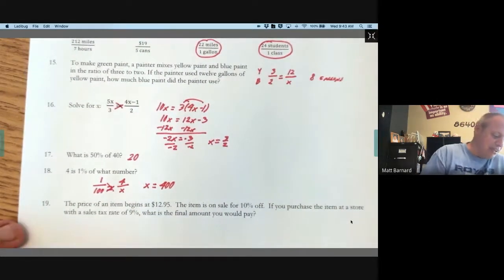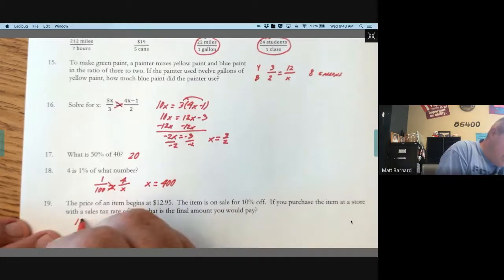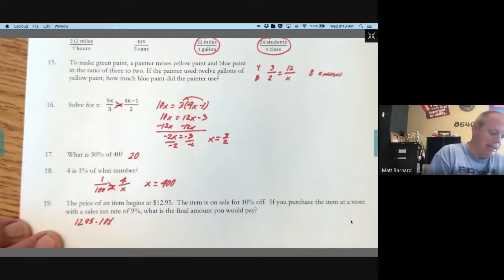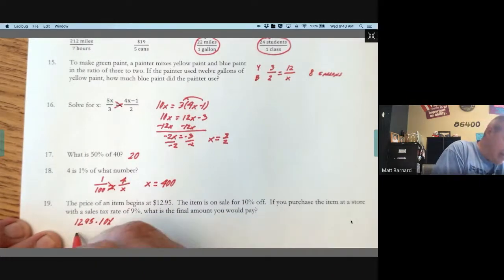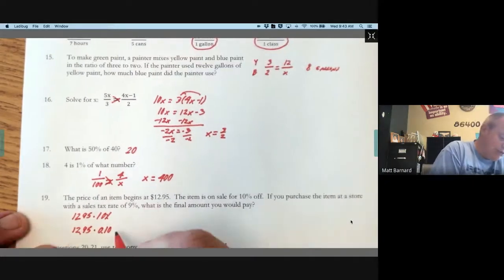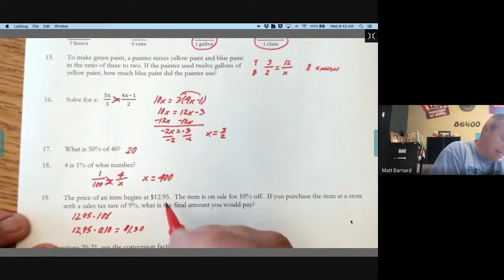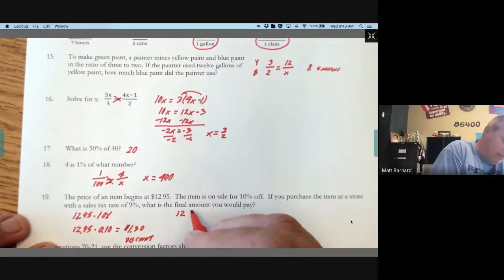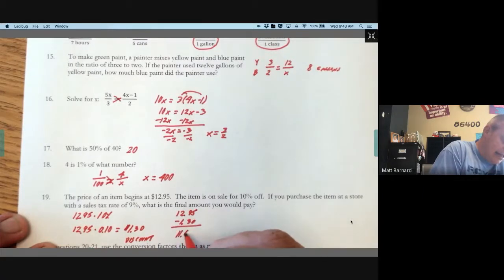19, we got percents all over the place. We're starting at $12.95, and we're going to take 10% times $12.95. Now remember, that's the same as taking $12.95 times 0.10. Don't need all the zeros. And we're going to have to round that because we're talking money. So that's $1.30, and that's the discount. That's how much they're going to take off. So now we've got $12.95, the original, minus the $1.30, and that gives us $11.65. That is the sale price.